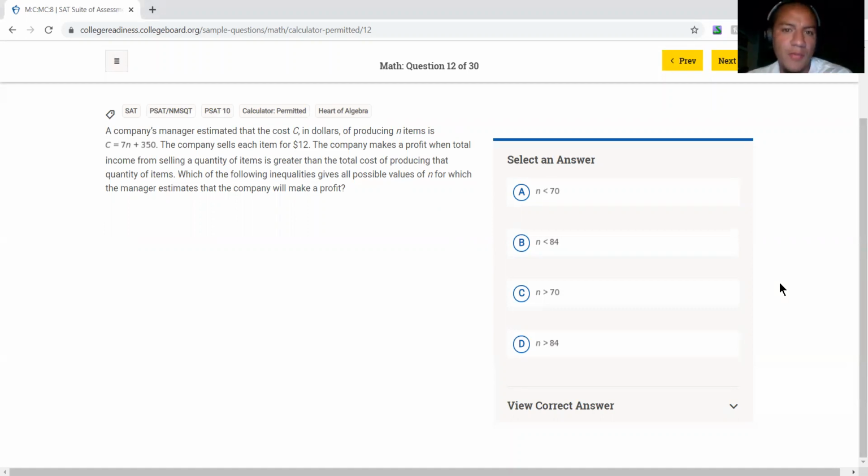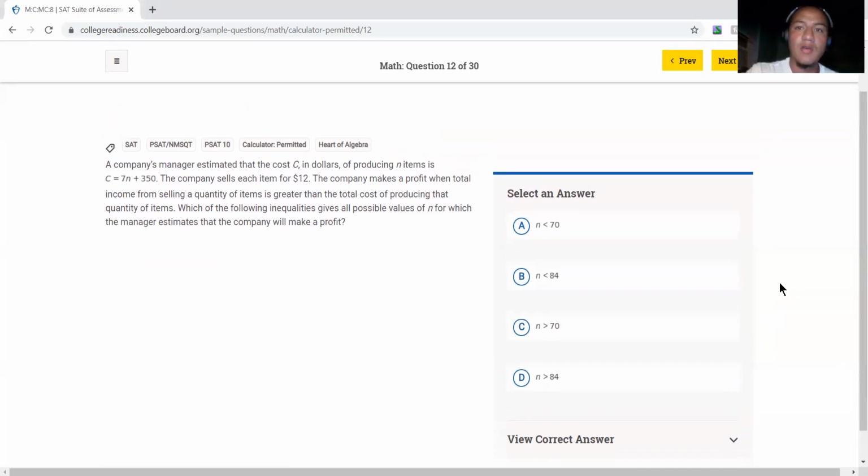The company makes a profit when total income from selling a quantity of items is greater than the total cost of producing that quantity of items. In other words, you got to make enough money so that basically every time you sell an item, which is for $12, you make a $5 profit. But remember, you made a $5 profit off one item, but you still paid a $350 upfront fee.